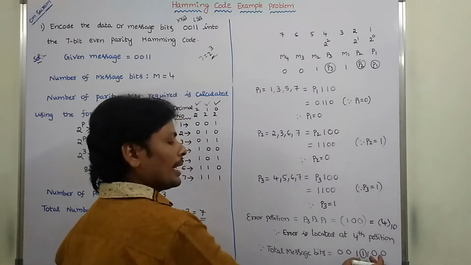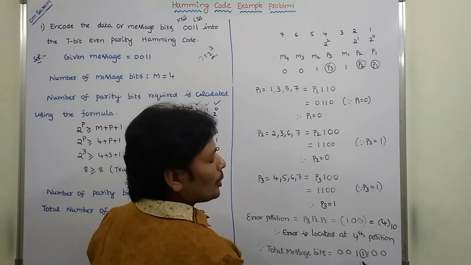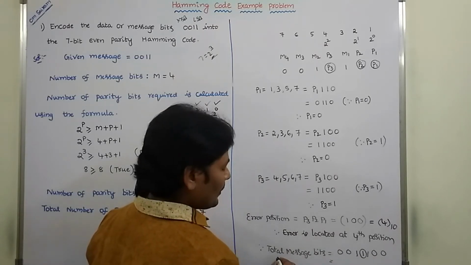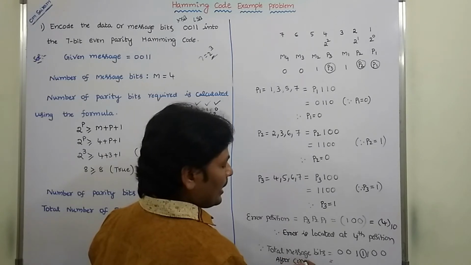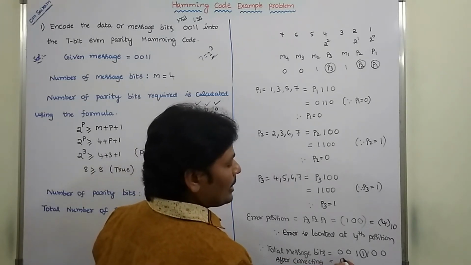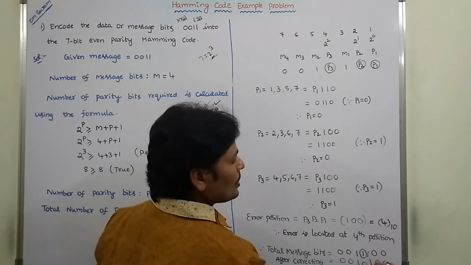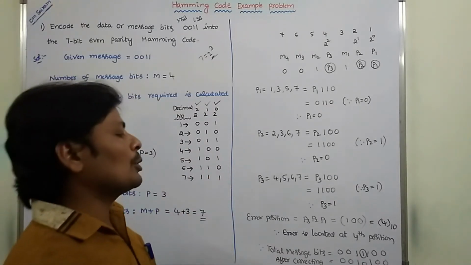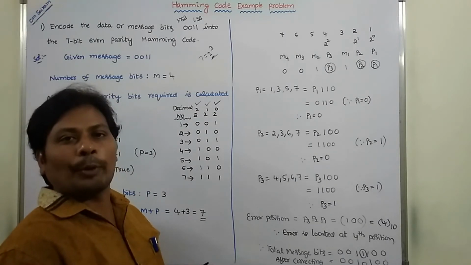Okay. To correct this value, we have to change the bit from 1 to 0. After correcting, the message bits are 0, 0, 1, 0, 1, 0, 0. Okay. So in this way, we have to solve the Hamming code example problem.